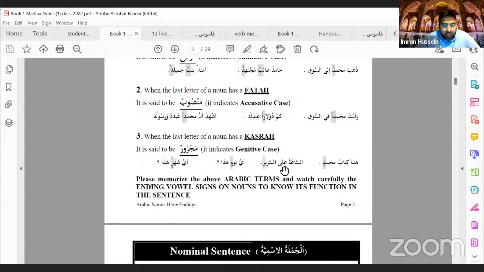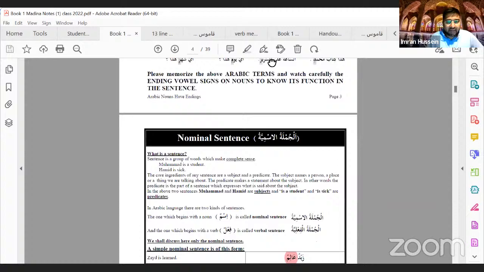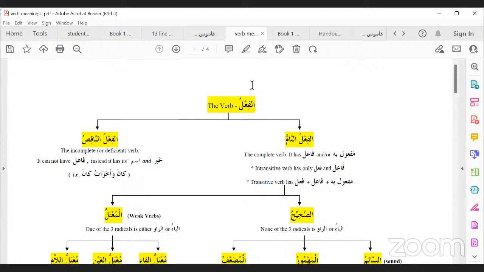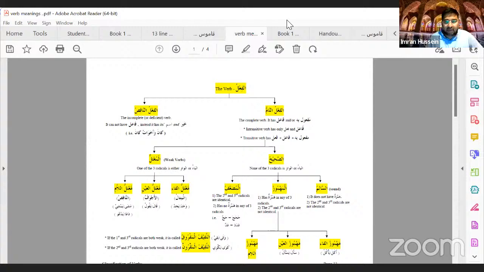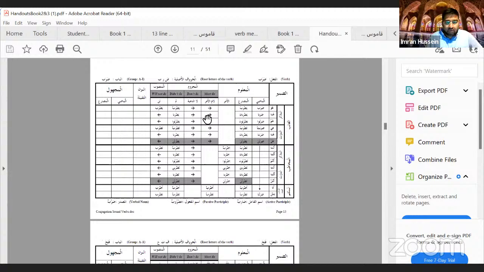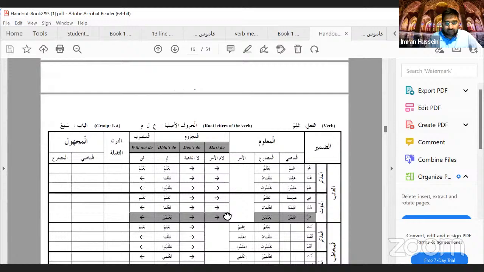Now, with regards to the verbs as well, the verbs have three states. How many states does the verb have? Three states. What are the three states? I'm going to show you now, if I could find it. Okay, write this down, please.